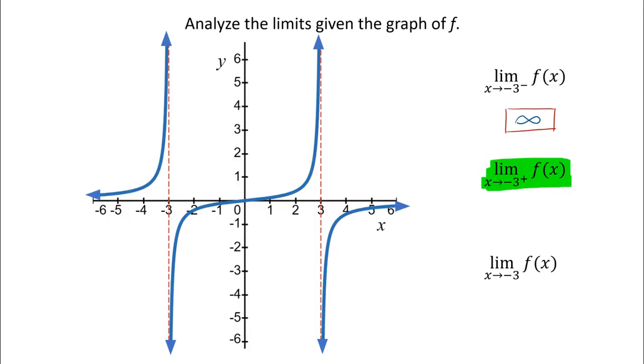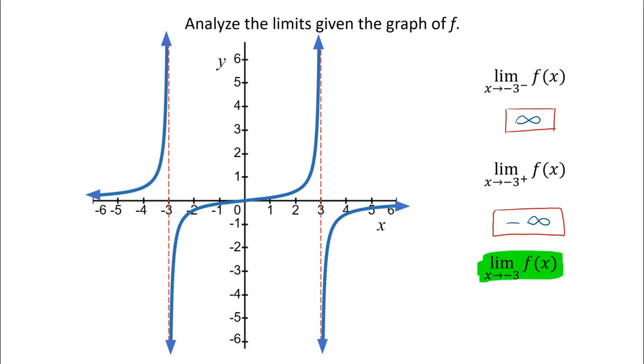What about the limit of the function as we approach negative 3 from the right? As we approach the vertical asymptote at negative 3 from the right, our function is tending down, which means it's approaching negative infinity. Given this information, what can be said about the overall limit of the function as x approaches negative 3?